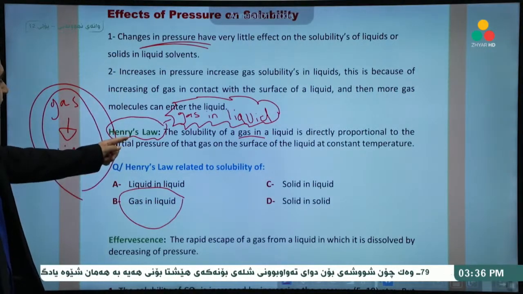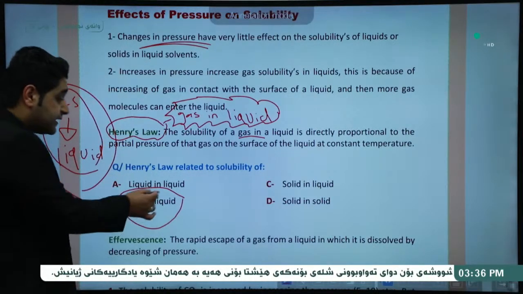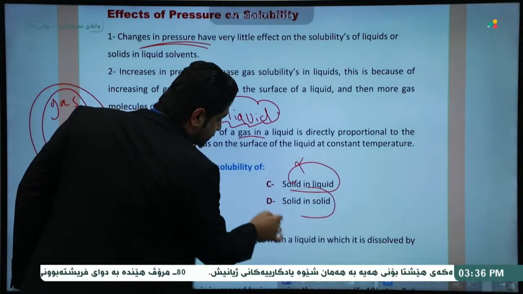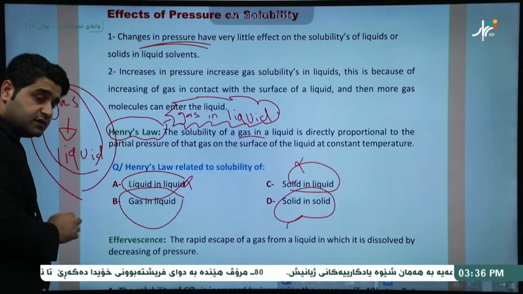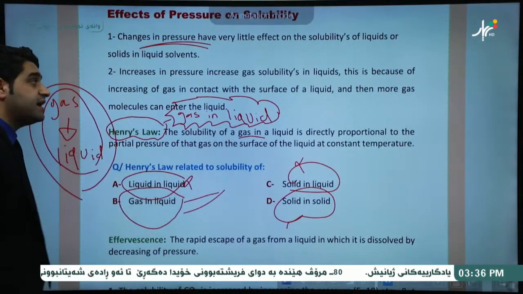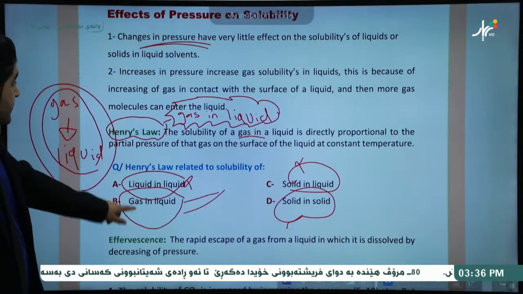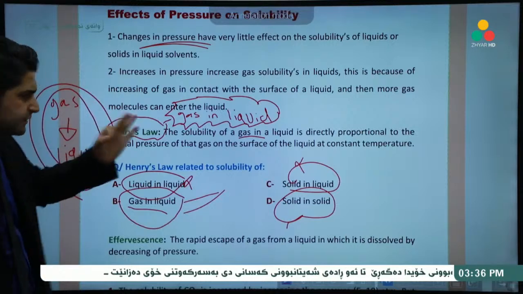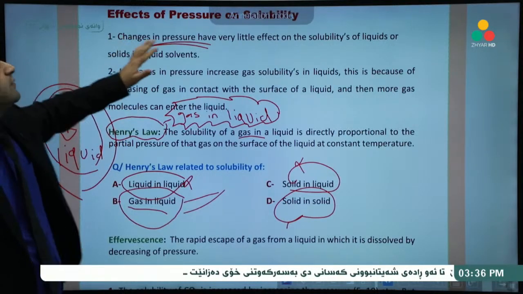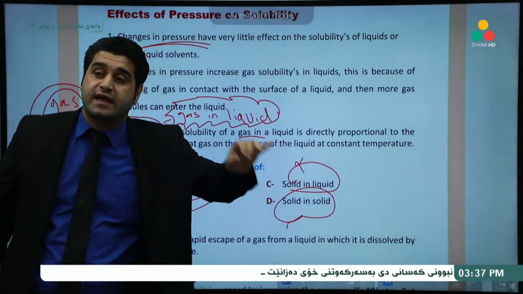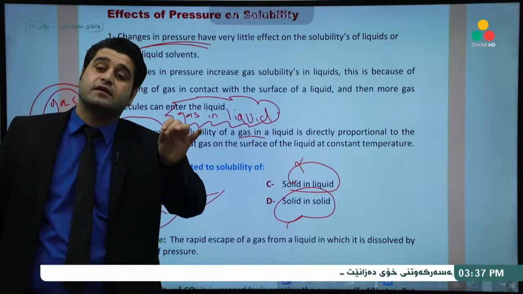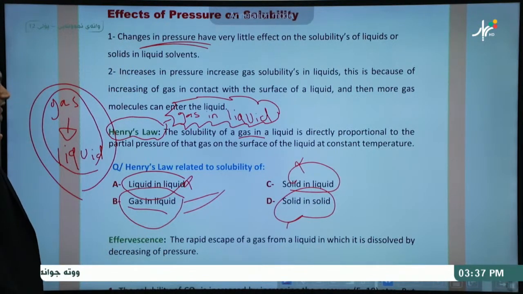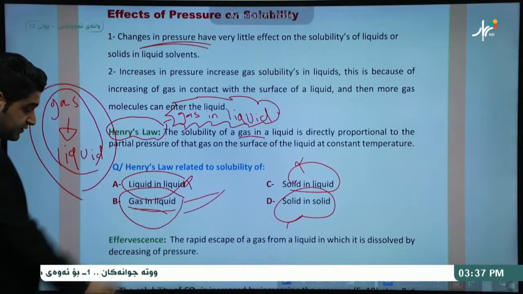So is Henry's law related to the solubility of liquid in liquid? No. Solid in liquid? No. Solid in solid? No. Gas in liquid? Yes. Gas in liquid is the right answer. So pressure has an effect only on the solubility of gas in liquid. About the solubility of liquid in liquid or solid in liquid, it has very little effect. But it has a very big effect on the solubility of gas in the liquid.